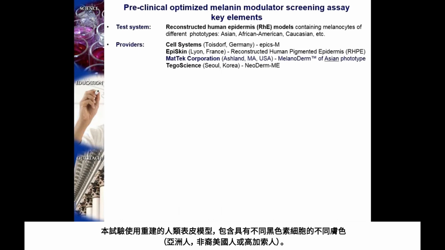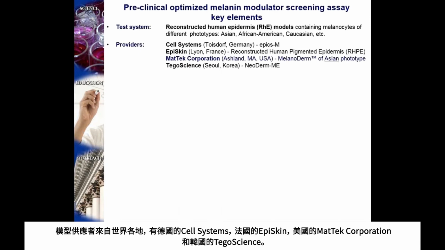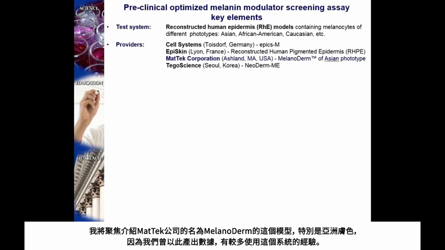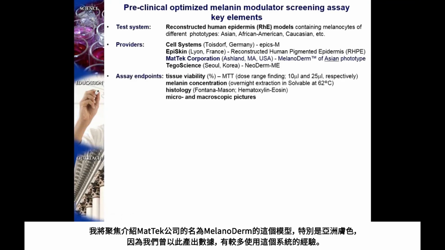American, or Caucasian. These are the providers that are around the world: Cell Systems in Germany, Episkin in France, Mate Corporation in the US, and Tigo Science in Korea. I will concentrate my presentation on this model called Melanoderm from Mate Corporation, and specifically the Asian phototype, because we generated data and we have more experience with the system.